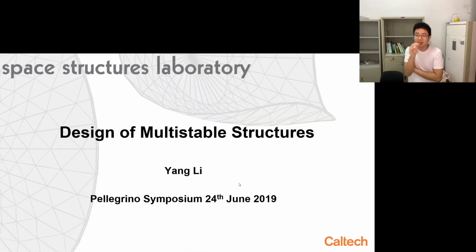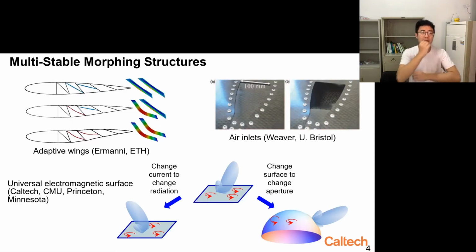This is the talk I gave last year, a long time ago. It's about design of multi-stable structures. Let me go into some details to explain what it means and why we are interested in this. What does it have to do with origami? So, a bit of background.